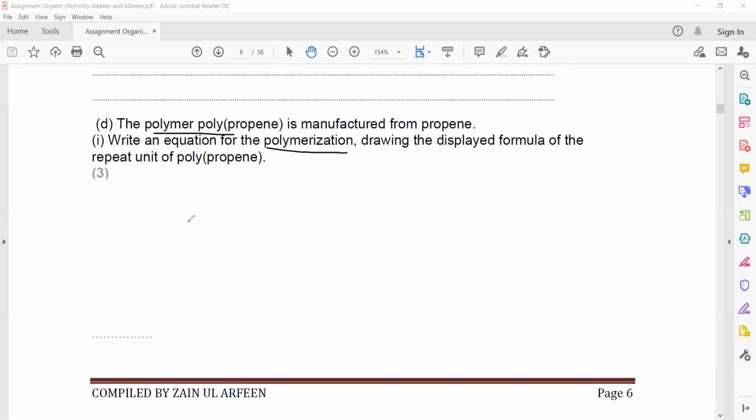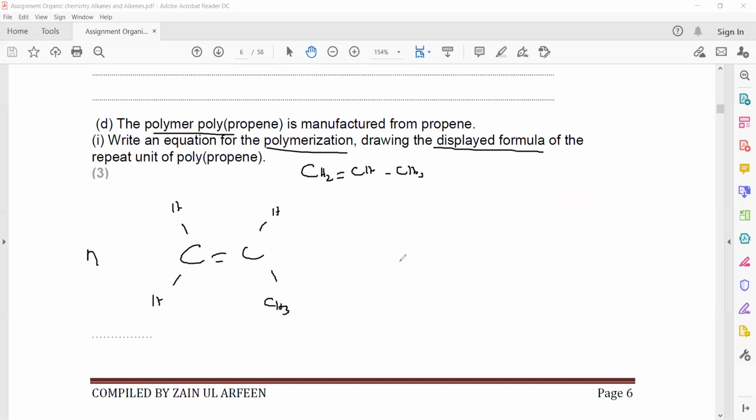So the monomer should always appear like the letter H. So what is the monomer? The monomer is propene, CH2, CH and CH3. And we have to show a displayed formula. Displayed formula means represent all of the bonds. So our monomer should appear like the letter H: C double bonded with C. The first carbon has 2 hydrogens. The second carbon has 1 hydrogen and CH3. It's up to you, you can make it up or down.